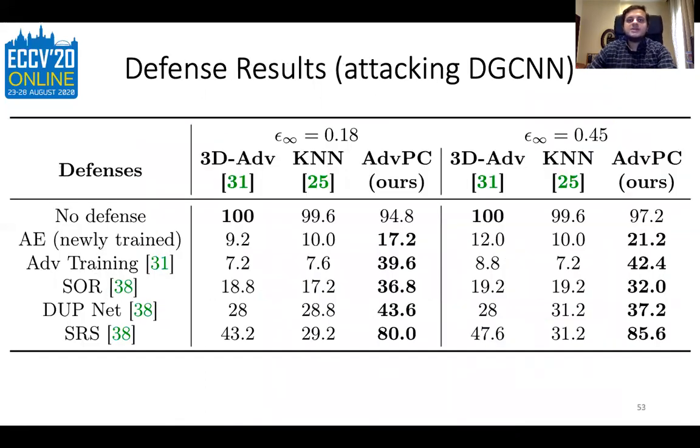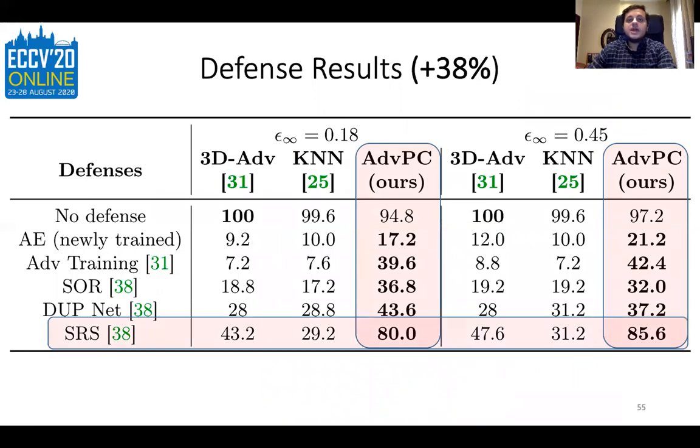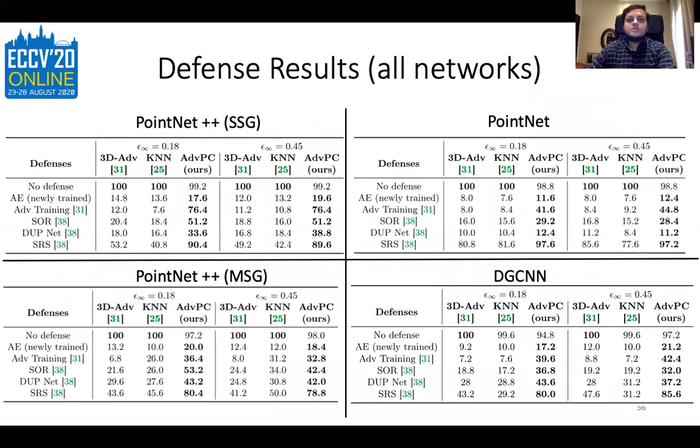Here we show the attack success rate under 3D defenses when attacking DGCNN. We beat the baselines on breaking defenses, with up to 38% improvement on some defenses. We observe similar improvement against defenses when attacking all the other networks.